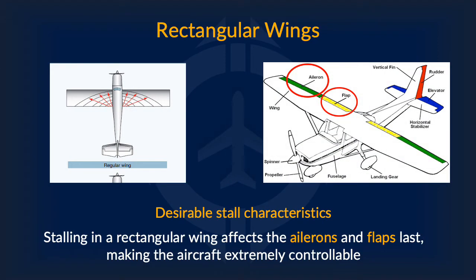Stalling reaches the ailerons and flaps last, and so a pilot can still control the ailerons and flaps to control the angle of attack even after the roots are starting to stall. This gives a lot of control for the pilot.